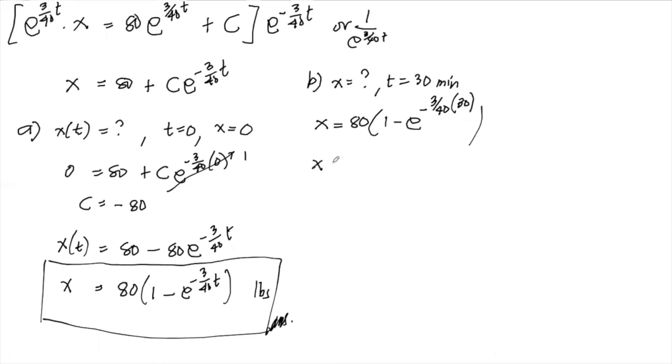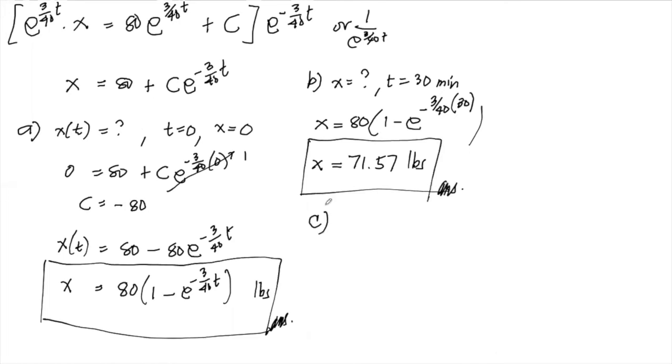So using a calculator, you can determine now the amount, which is 71.57 pounds. This is the amount of salt after 30 minutes. Let's now proceed to letter C. Letter C, the amount of salt after a long time. T is infinite or infinity.